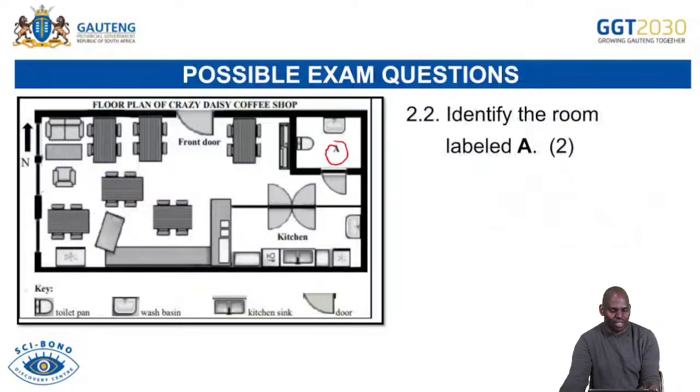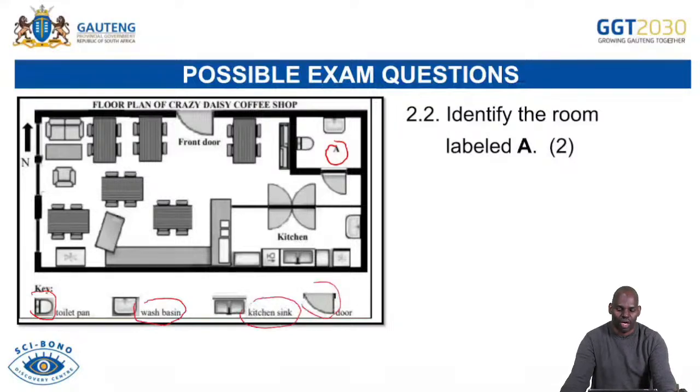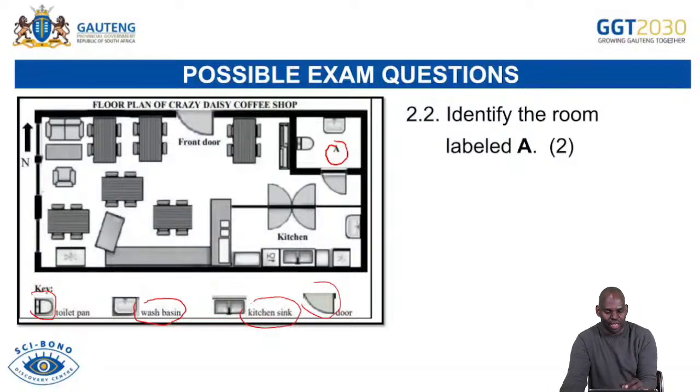So you can see that here I'm given the key symbols. If you see a symbol like this one, it represents a toilet pan. If I see a symbol like this one, it represents a wash basin. If I see a symbol like this one, it represents a kitchen sink. If I see a symbol like this one, it represents a door. Now, obviously, if I see a toilet pan, that will be a toilet. If I see a washing basin, that will probably also be a toilet. But if I see a kitchen sink, obviously that will be a kitchen. So in this case, what do I see there? Obviously, the first thing that I see is this symbol, so that is a toilet pan. And then I also see this one, which is a washing basin. So this can only be a bathroom.